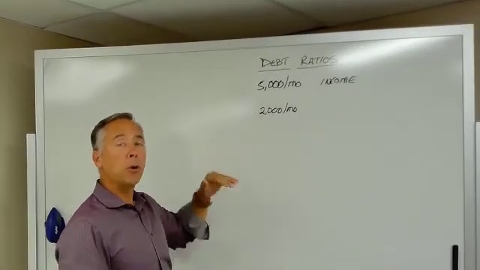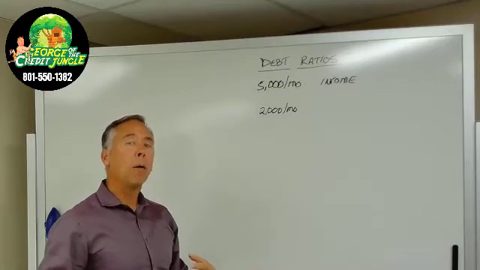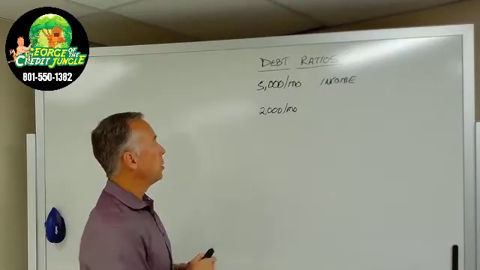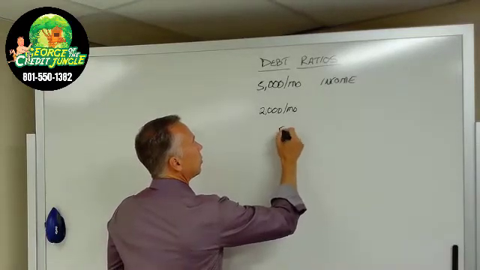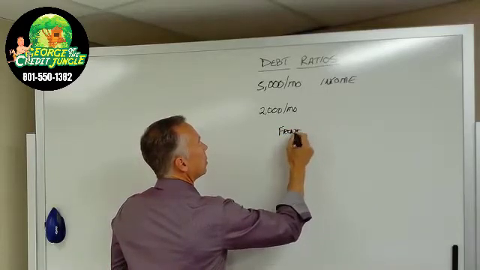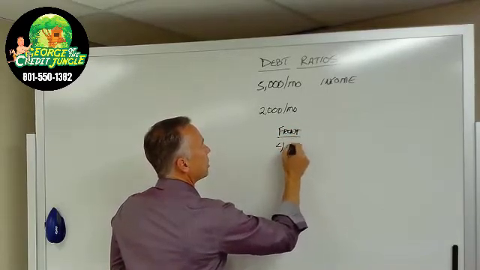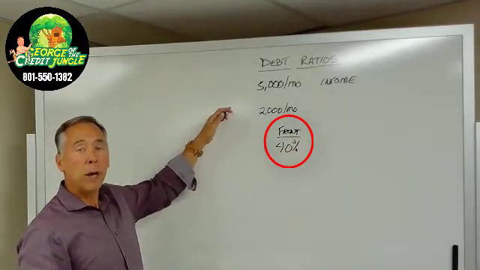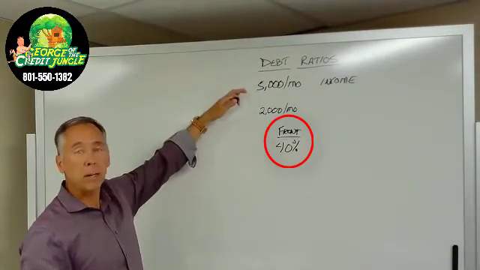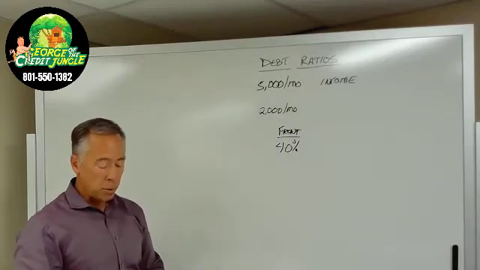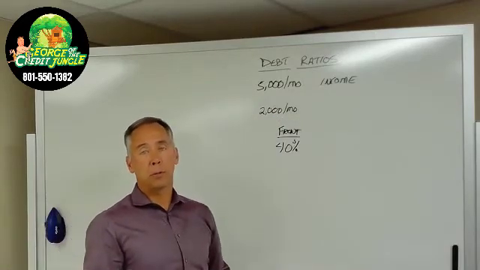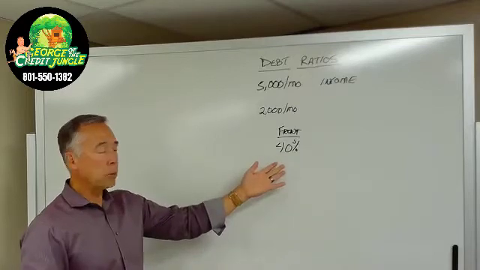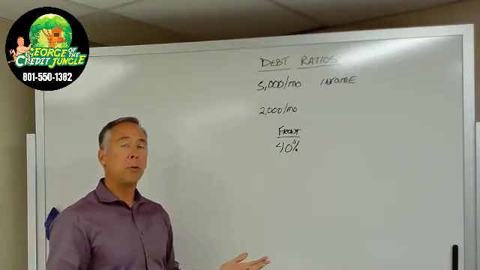So we have what's called a front ratio or a housing expense ratio. This front ratio is going to be 40%, because $2,000 is 40% of $5,000. Now, if somebody has good credit, depending on the type of loan that they're applying for, 40% is actually tolerable. That's going to fit within there.